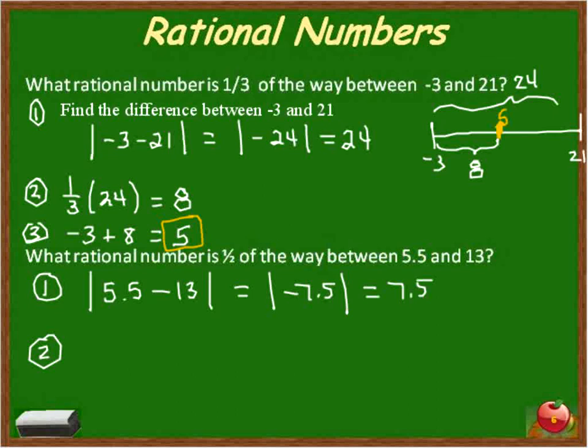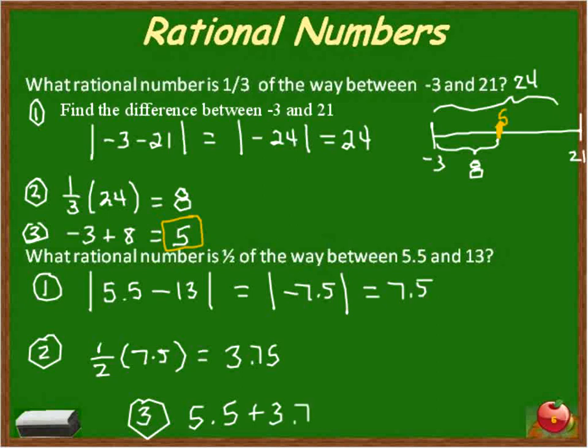And I want to know the rational number that's half of the way between 5.5 and 13. So I want to know, this is a distance again, okay? This is the distance between the two numbers. So I'm going to do half of that, because I want half of that distance. And half of that distance is 3.75. And what I do then is I add 5.5 plus the 3.75, and that gives me my answer of 9.25.